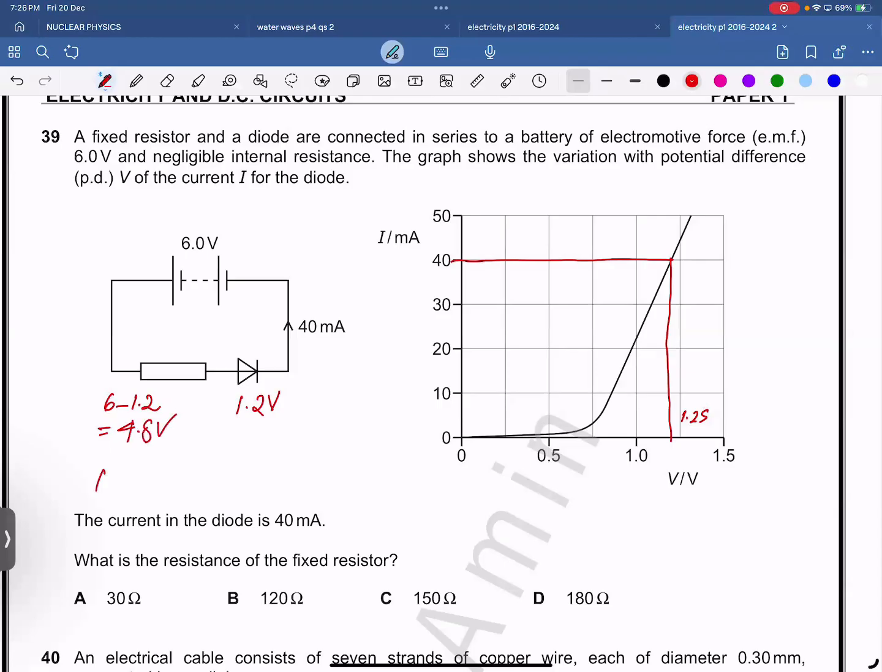So resistance will be V over I. I is how much? 40 milli. 120. A very good question. This is 1.2 volt for the diode, and the other one is for the resistor. You can do it that way, my dear, but it is still the same thing. Yes, Kirchhoff's law, very good, excellent. Second law, you mean, right? Good.